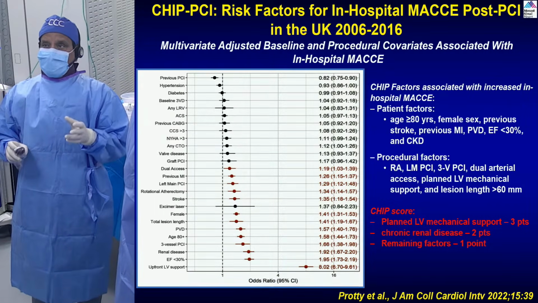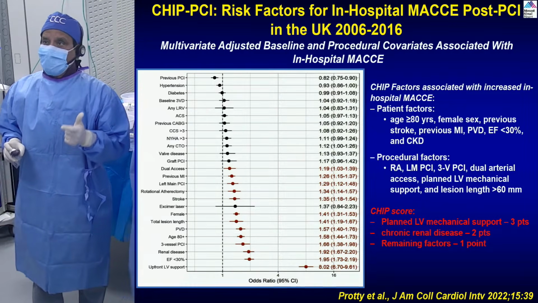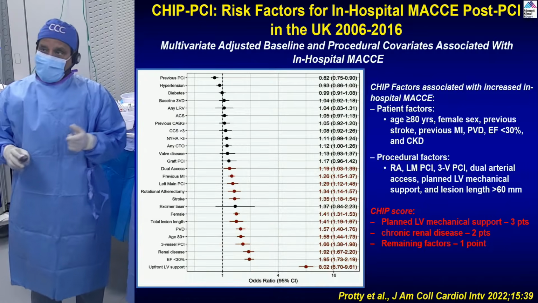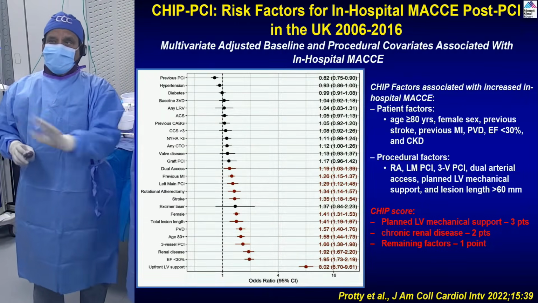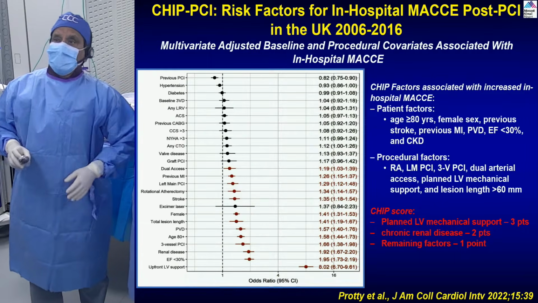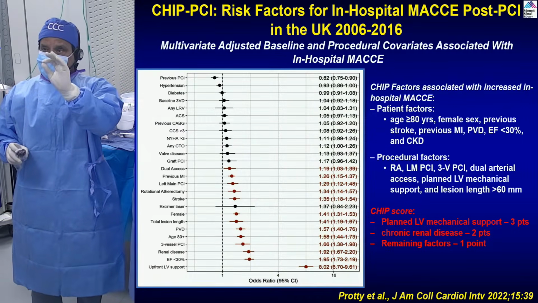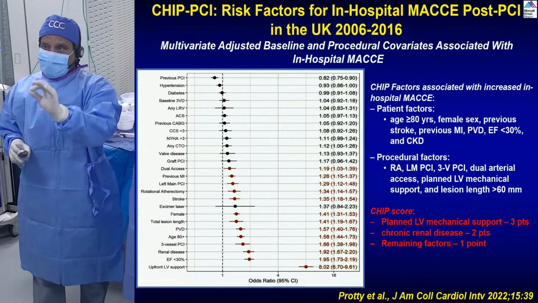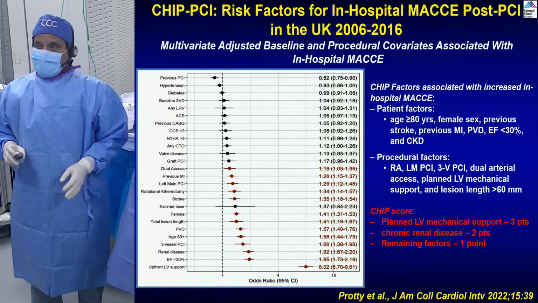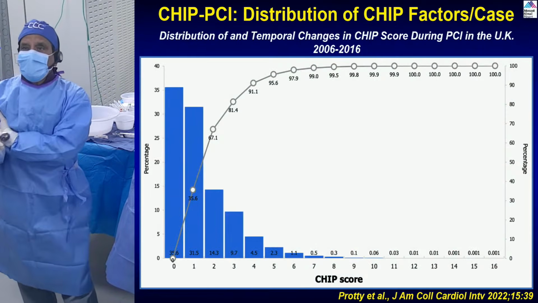And procedural factors were rotational atherectomy, left main PCI, 3 vessel PCI, dual arterial access, planned LV mechanical support, and lesion length more than 60 millimeter. They excluded patients with cardiogenic shock. So the key is, they put a score of 1 for everything else, except renal disease was 2 and planned LV mechanical support was 3. Therefore you could have a 0 or you could have a 16 of the score.